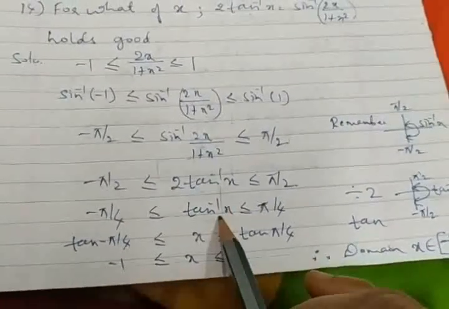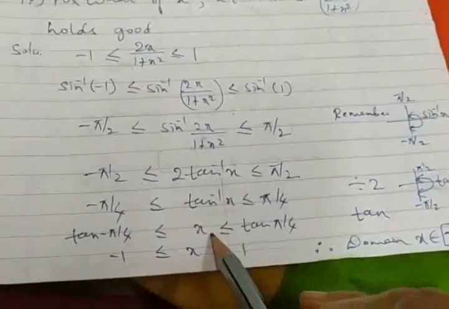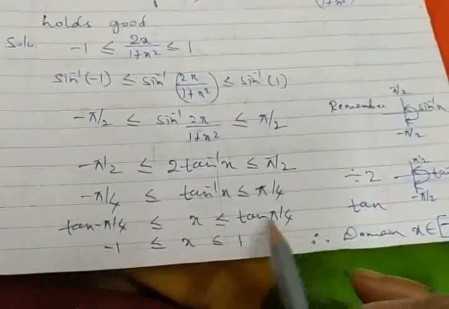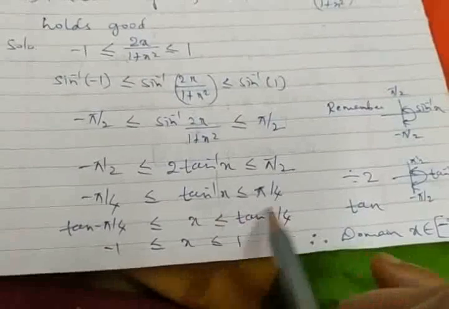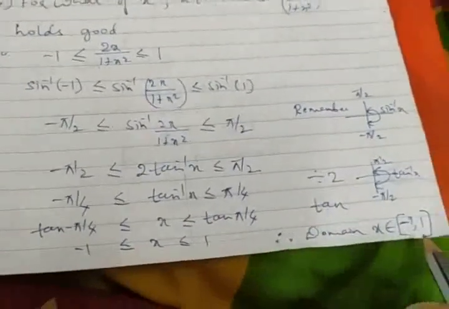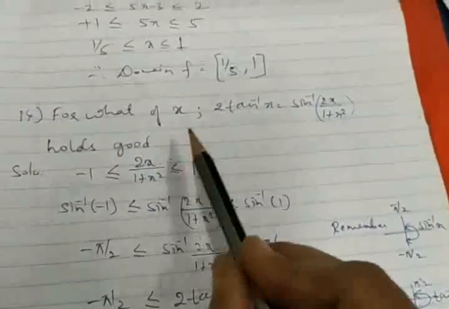Because this is a common domain, I further simplify for x. Got it? So here I have applied tan. I should say it is minus 1 and I should say it is plus 1. So I find the value to be minus 1 comma plus 1. This is the domain part for this given function.